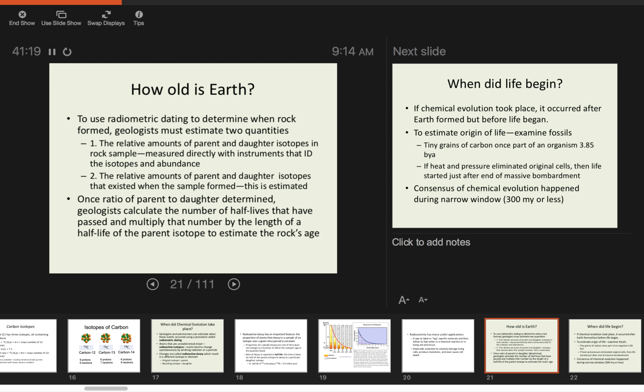All right, how old is Earth? We can use radiometric data to determine when rock formed. Geologists have to estimate 2 quantities. First off, the relative amounts of the parent and daughter isotopes in the rock sample, and then the relative amounts of the parent and daughter isotopes that existed when the sample formed. This is usually estimated, so that's why it's not exact, but it's an approximation.